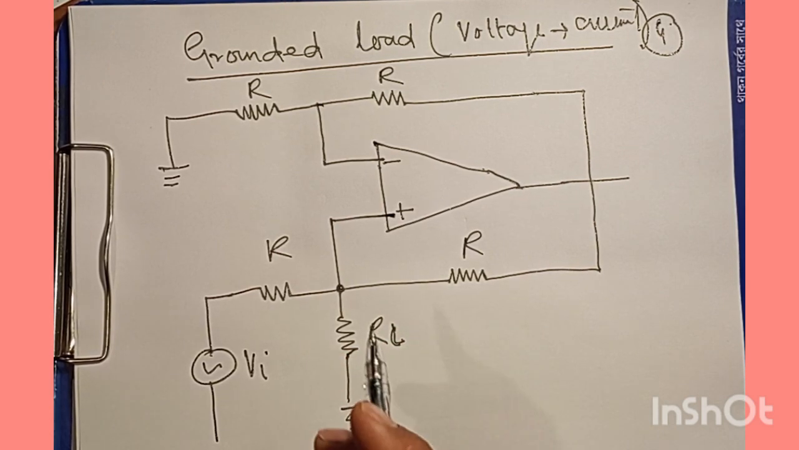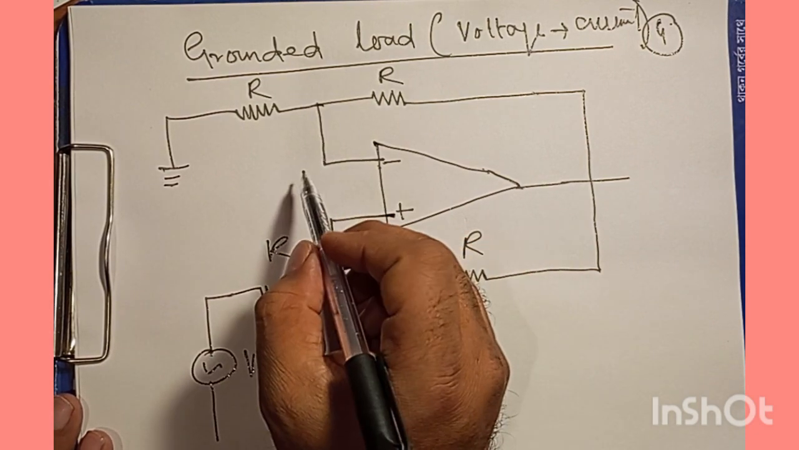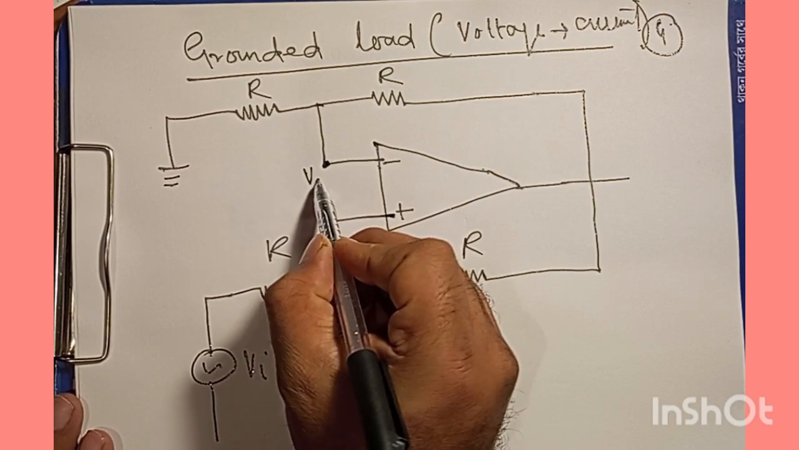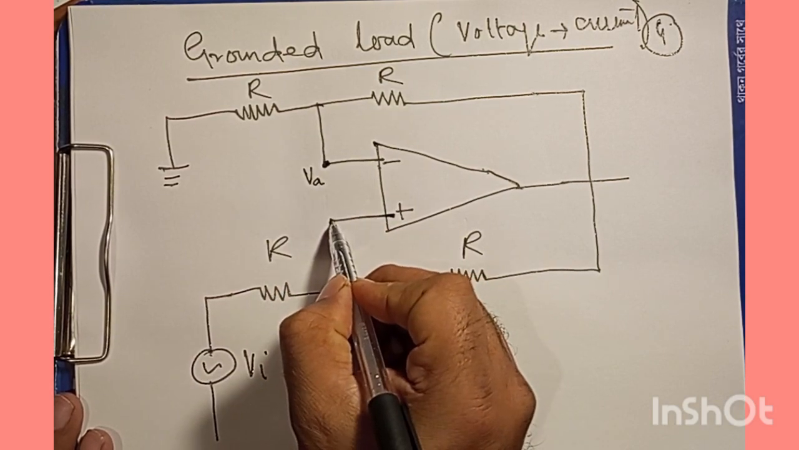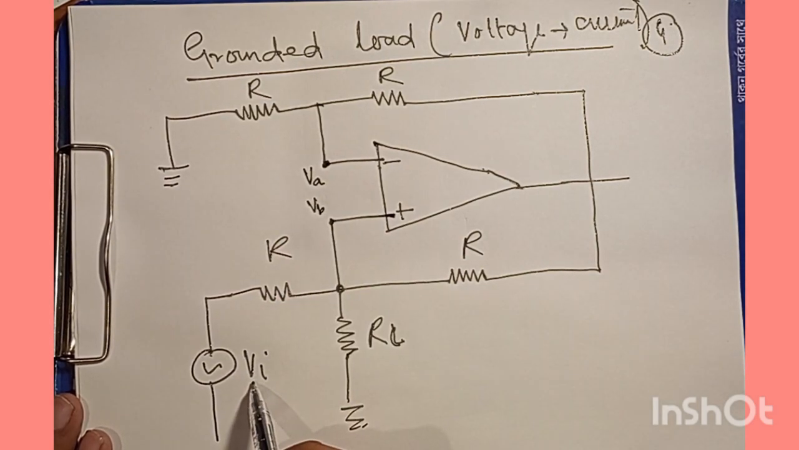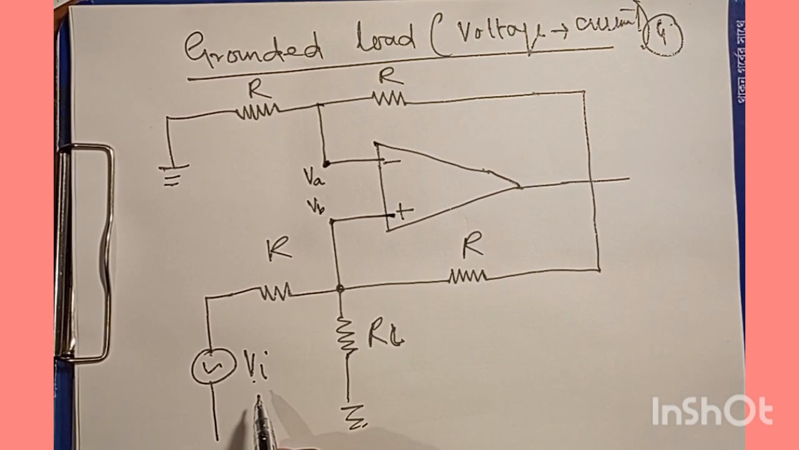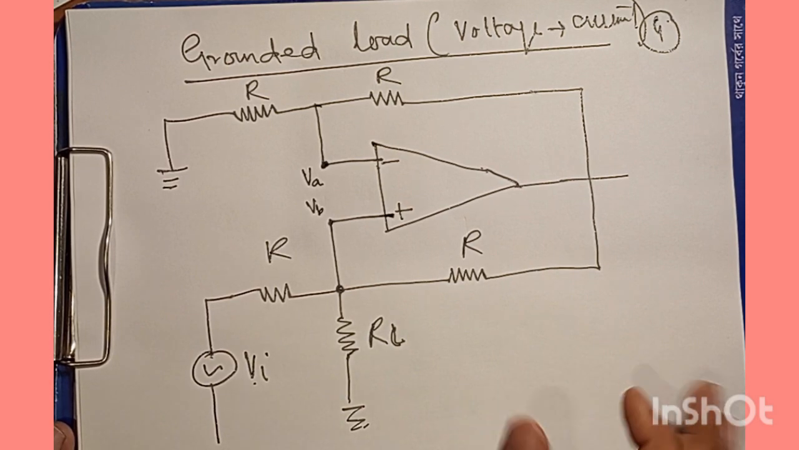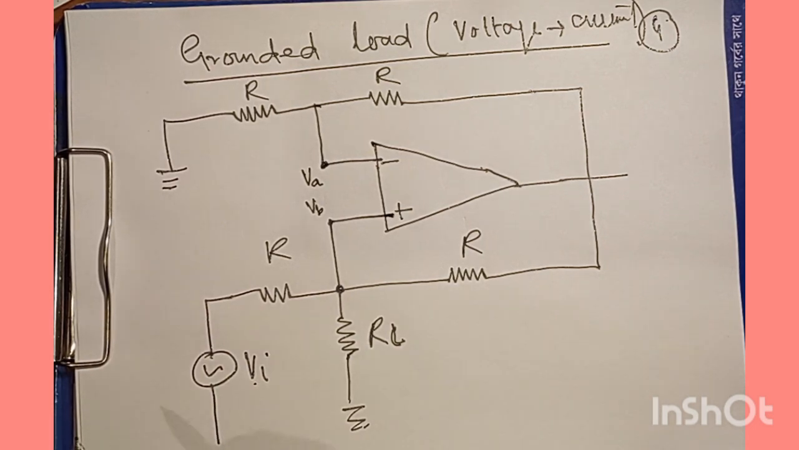So now in order to proceed, we can think of the potential at this point as, say, for example, VA, and the potential at this point is, say, VB, and here we have the potential VI. So certainly we want to have a correlation, and you can see the load resistance here. This load resistance is grounded. So that's the important point.